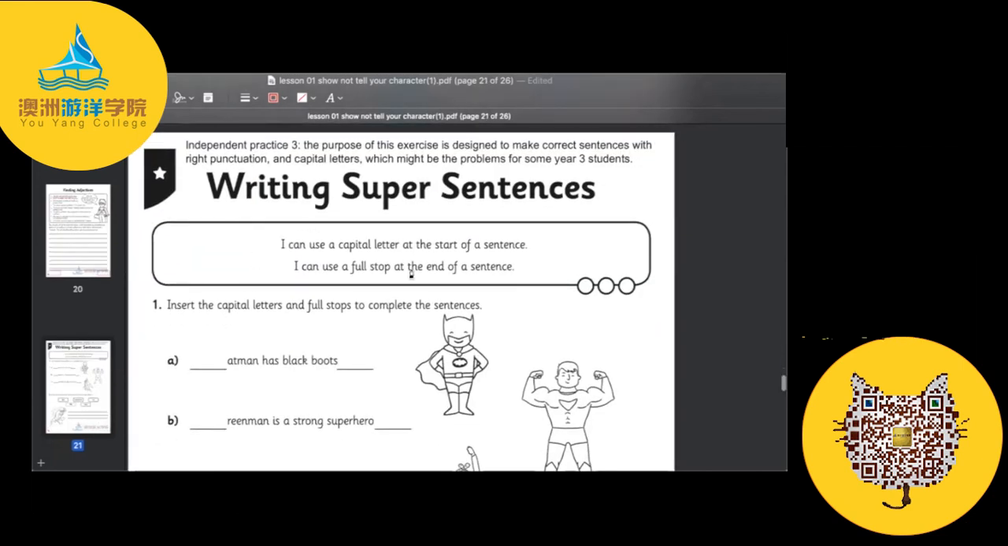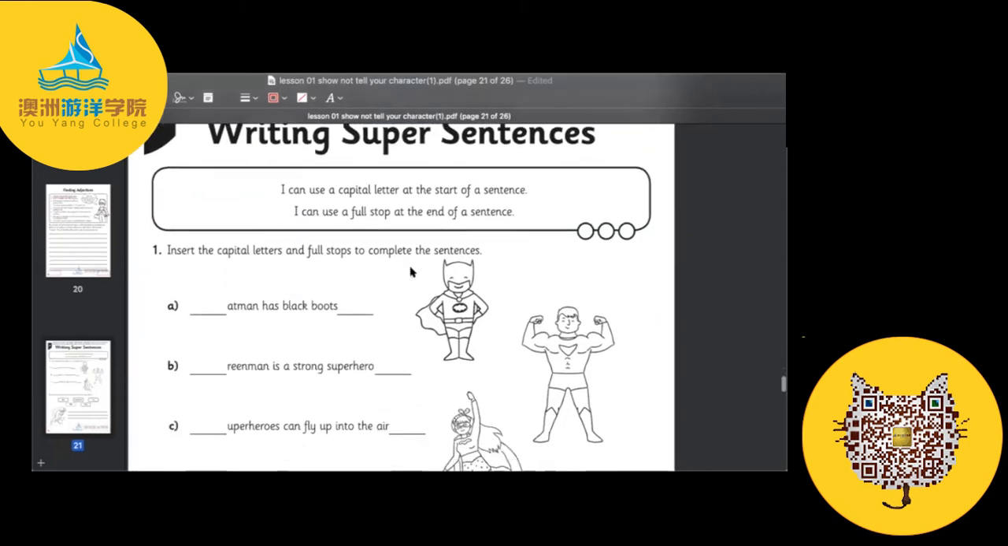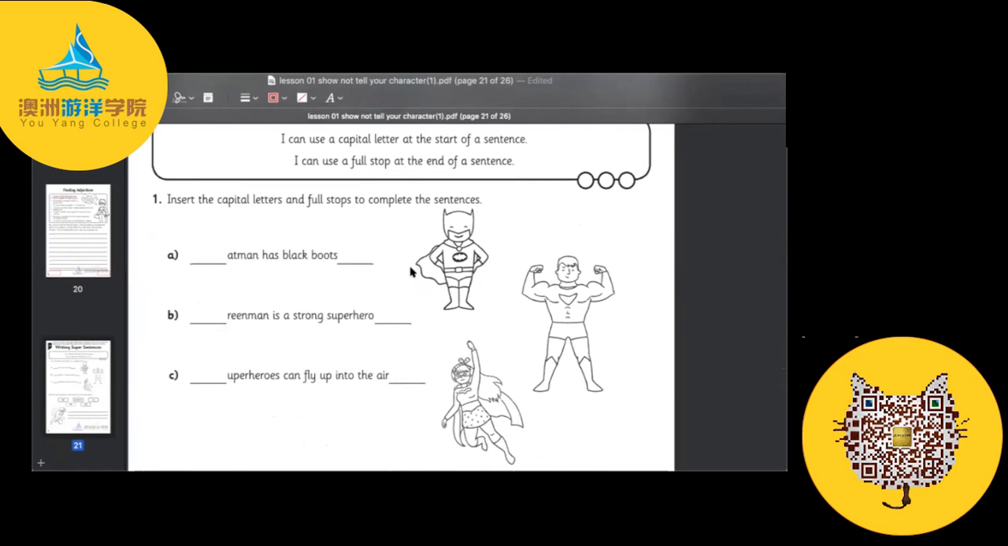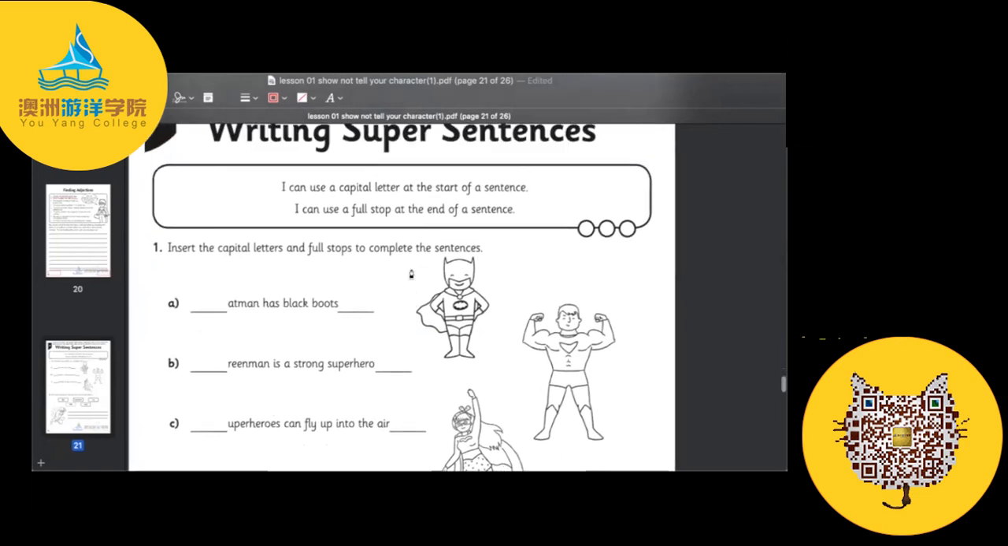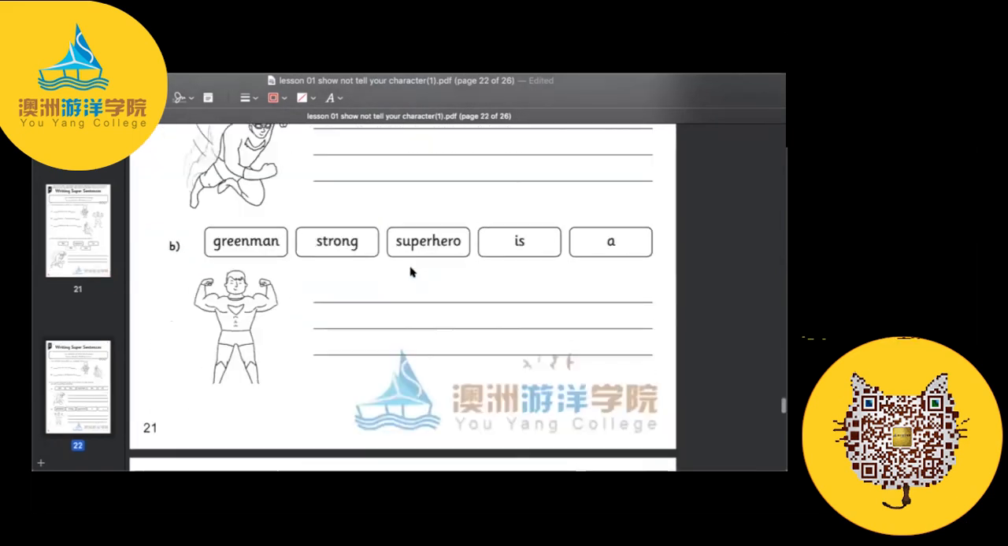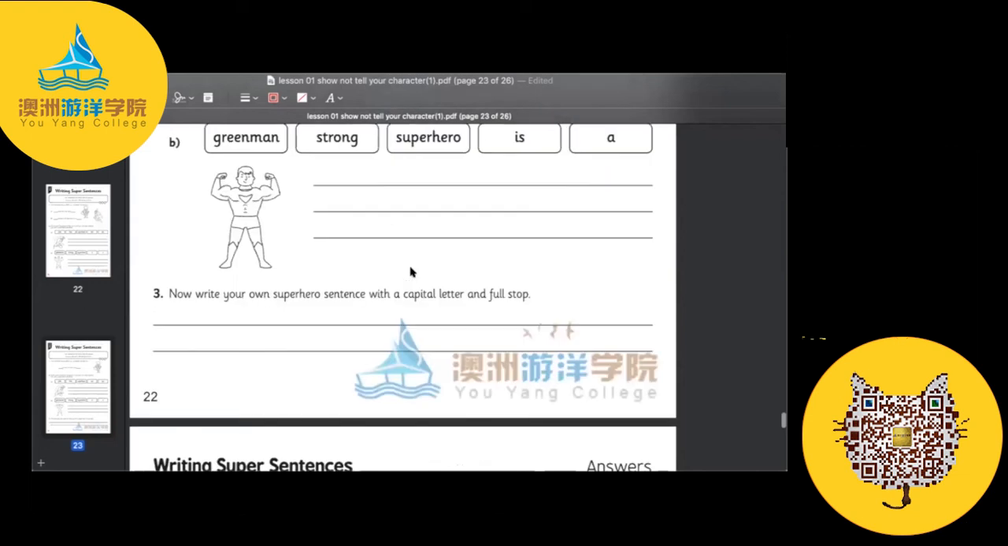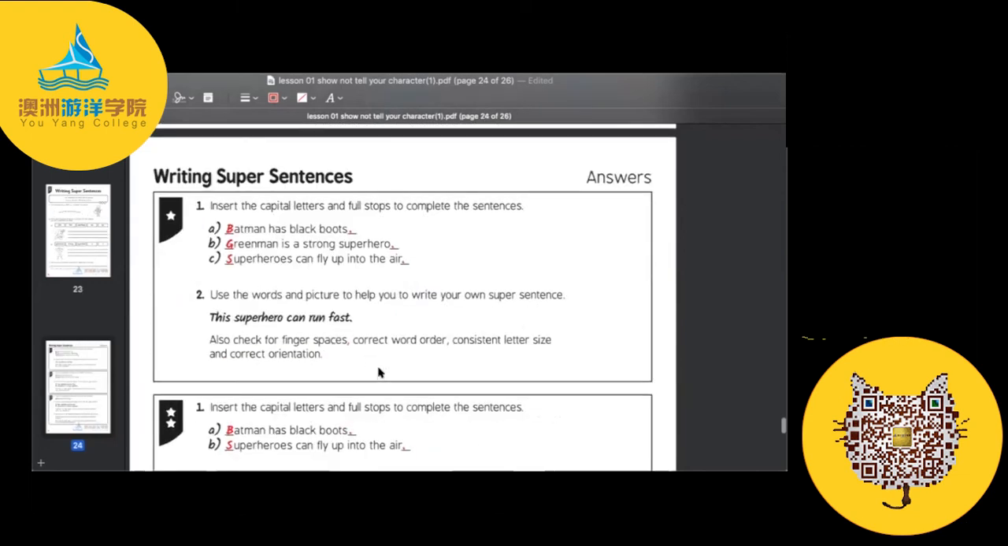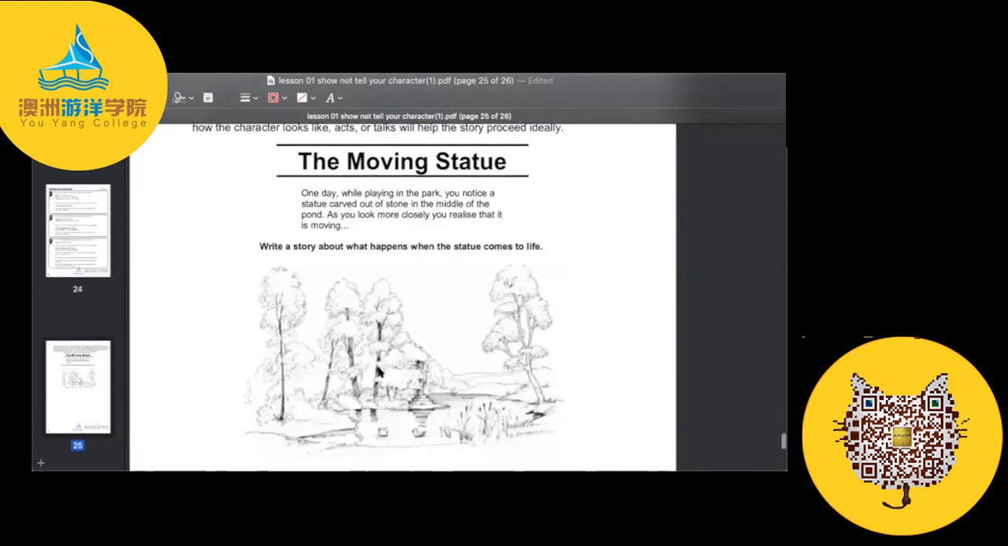And then this is the writing super sentences one. This is some basic grammar review that you might say, oh, Jill, this is too easy. Which if it is, that's okay. You can just let me know. And there's also an answer sheet. So just don't look at that until you've done it.